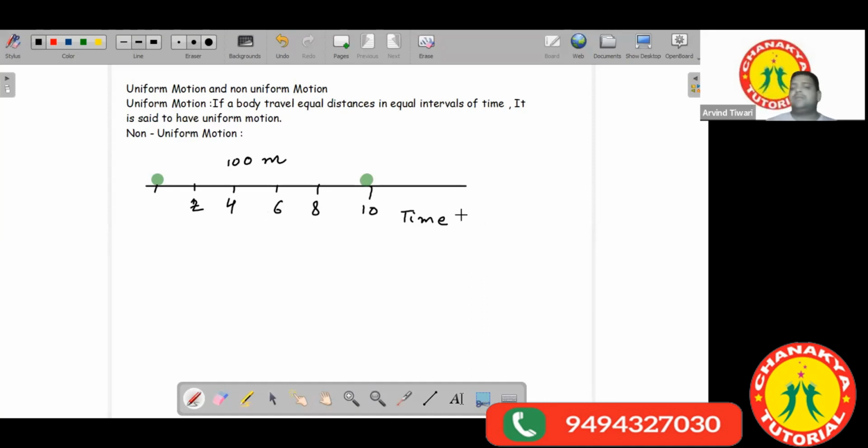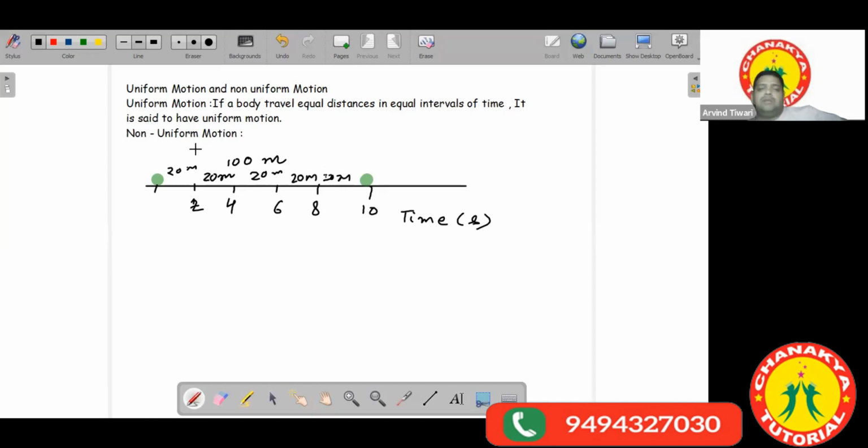So here we have the time in seconds. Suppose the object is traveling a distance of 100 meters. We observe it for the first 2 seconds. In the first 2 seconds, the object travels a distance of 20 meters, in the next 2 seconds it again travels 20 meters, and in the next 2 seconds again 20 meters. So on, every 2 seconds it travels 20 meters, and every second it is traveling 10 meters. Such a motion will be called a uniform motion.